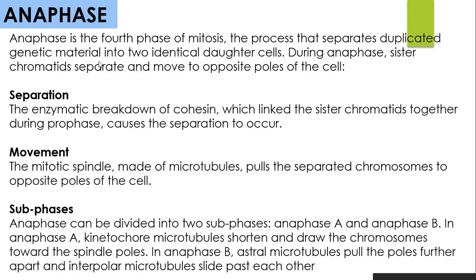All right, separation. The enzymatic breakdown of cohesin, which links the sister chromatids together during prophase, causes separation to occur. So separation, the enzymatic breakdown of cohesin, right? Cohesin is cohesive, it sticks together. But what are they doing? They're breaking down cohesin, which linked the sister chromatids together during prophase, causing separation to occur. So if we want to separate something, we have to make sure the glue comes off of it, right? So that's what happened.